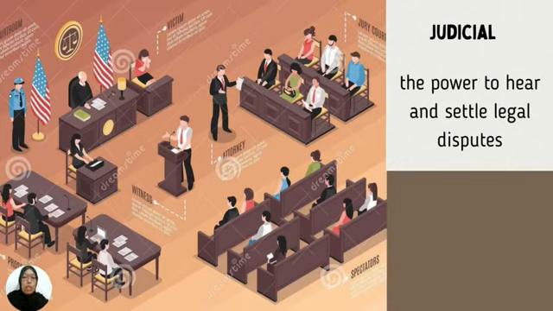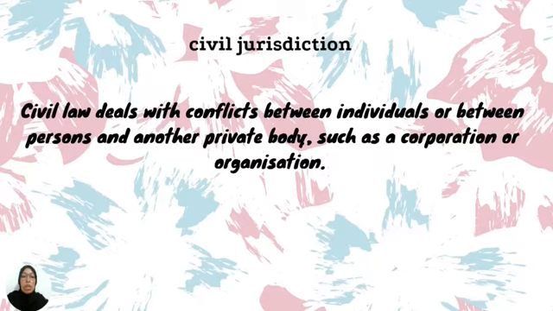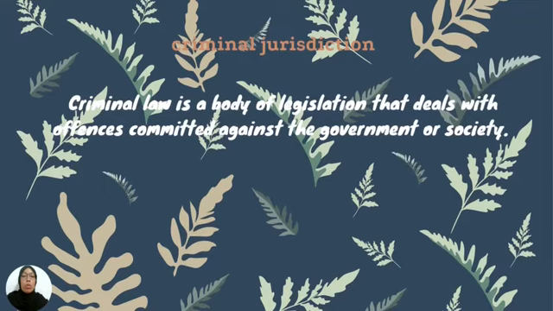So next, let's have a look at civil jurisdiction, where civil law deals with conflicts between individuals or between persons and another private body, such as a corporation or organization. In a civil dispute, one side commonly claims that the other party committed a crime or was negligent, resulting in loss or harm. As we go to criminal jurisdiction.